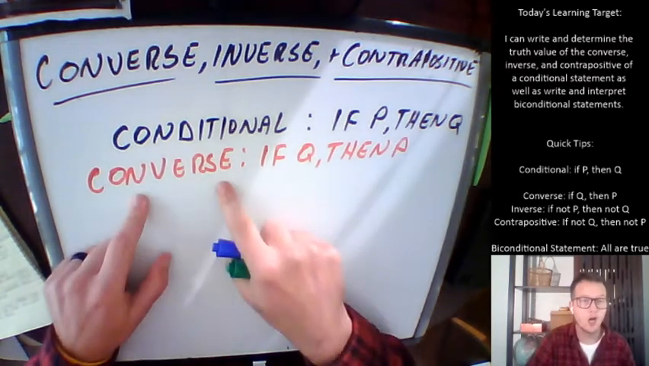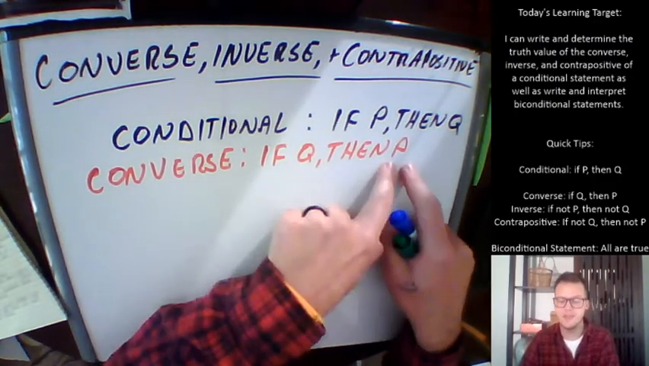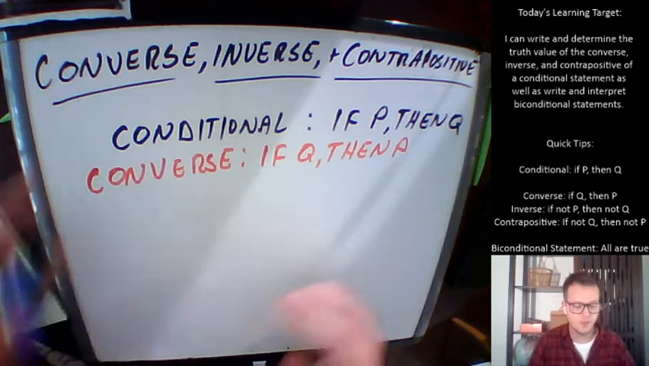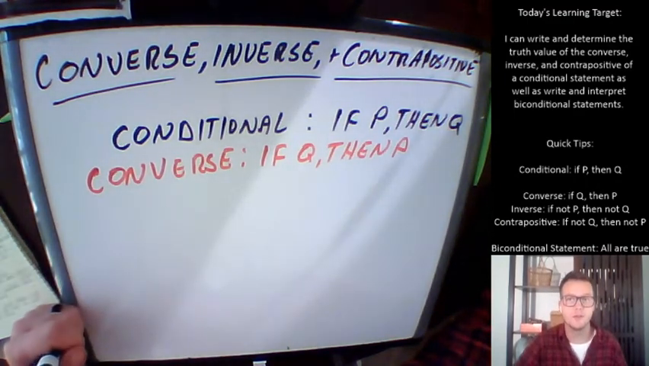The first one is the converse. It takes a conditional statement and flips it around. It says if Q, then P. Generally speaking, if you have a conditional statement, the converse is going to be false. Sometimes it'll be true, and we'll talk about that in a little bit.